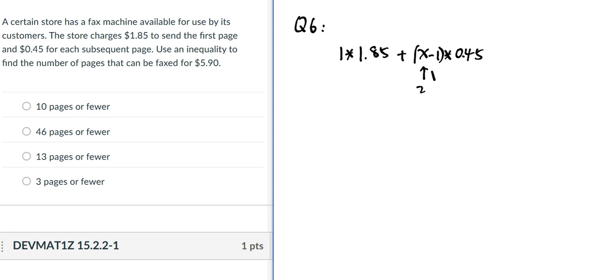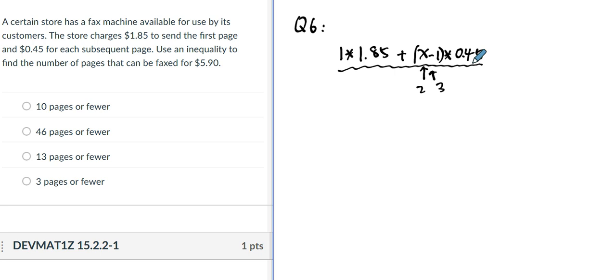It can be 3. If x is 3, then 3 minus 1 is 2. So for 3 pages, that will be 2 times 0.45 for the additional pages, and for page 1 you charge $1.85. Okay, so this will be the inequality, and x will be the page number.